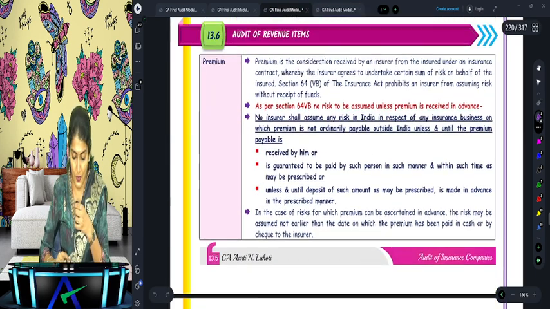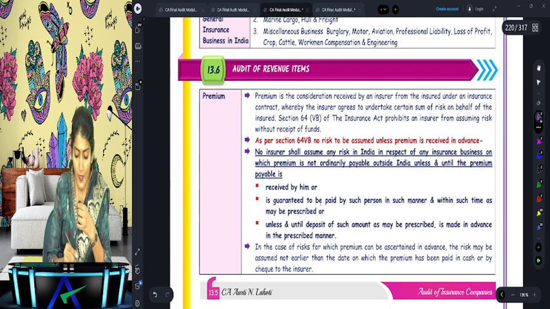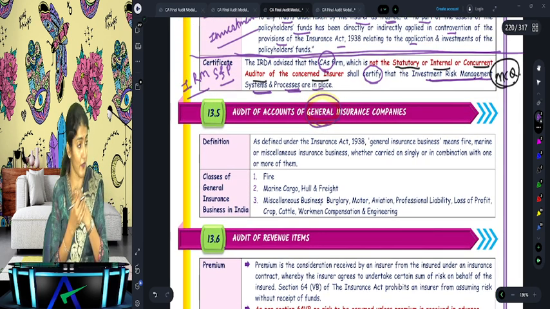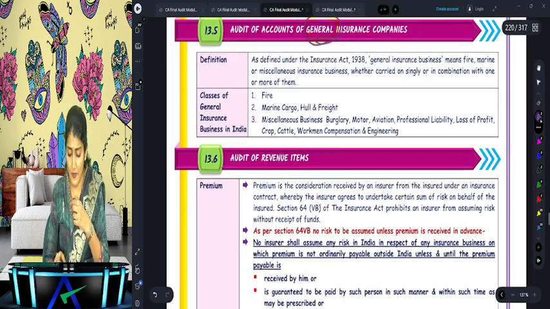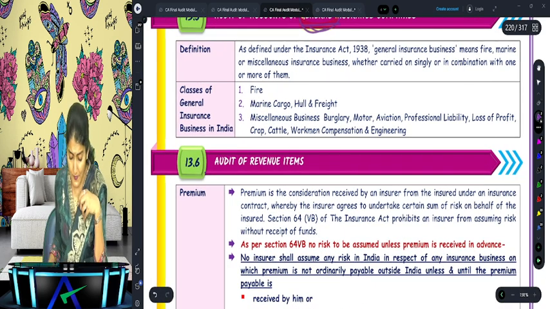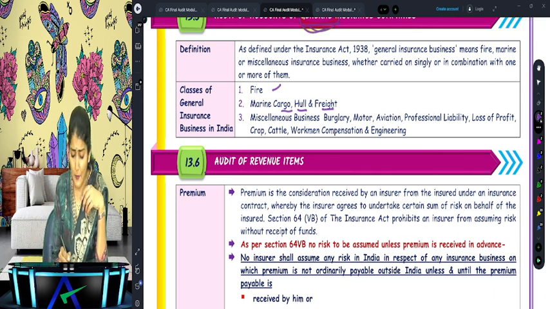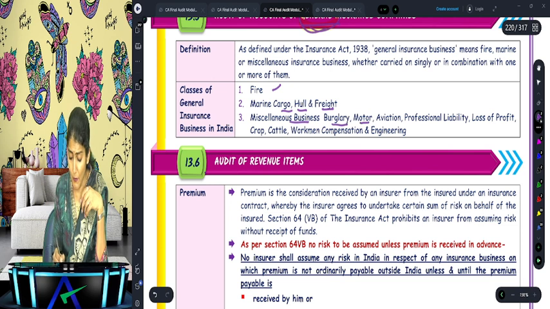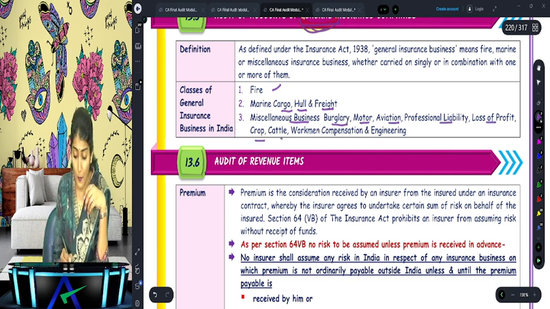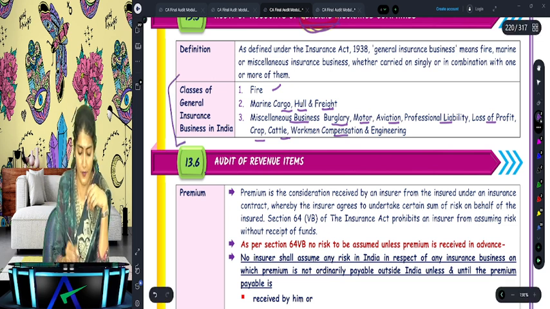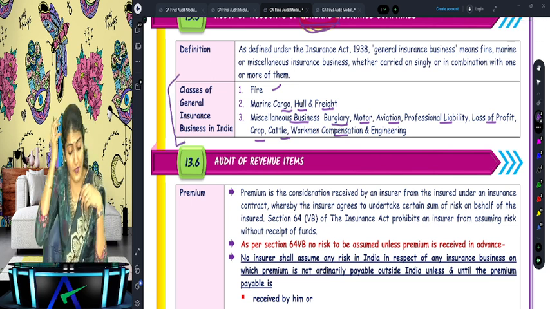So now first what we need to talk about over here is the audit of the revenue item. So now we are talking about the general insurance business. General insurance business is mainly categorized into which ones? Fire, the marine, cargo, hull, and the freight, that is the ship insurance, and all of that. And then the miscellaneous business like burglary, motor, aviation, professional liability, loss of profit, crop, cattle, workman compensation, and the engineering, right? So these are the classes of the general insurance business in India.